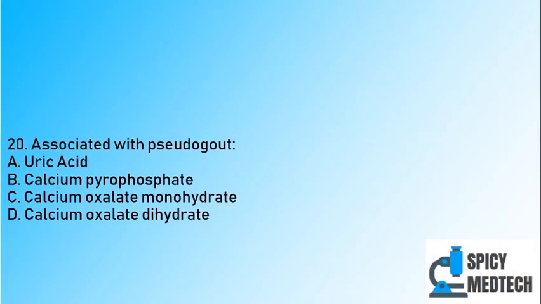Number 20. Associated with pseudogout. A. Uric acid, B. Calcium pyrophosphate, C. Calcium oxalate monohydrate, D. Calcium oxalate dihydrate. So the answer for number 20 is letter B, calcium pyrophosphate.